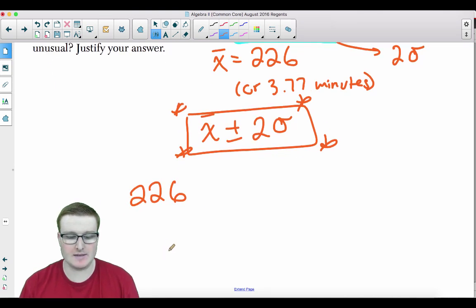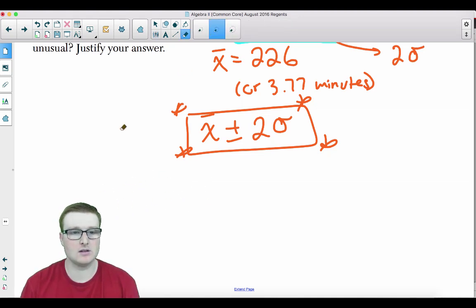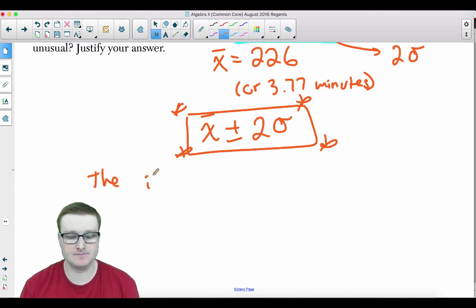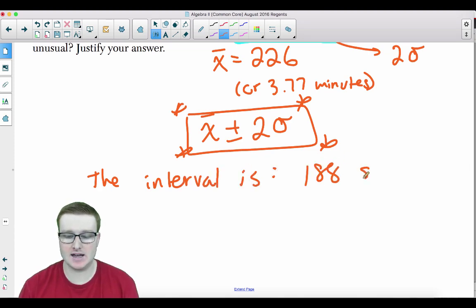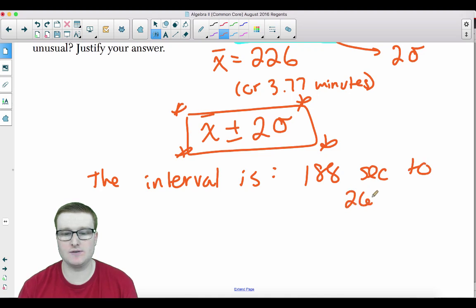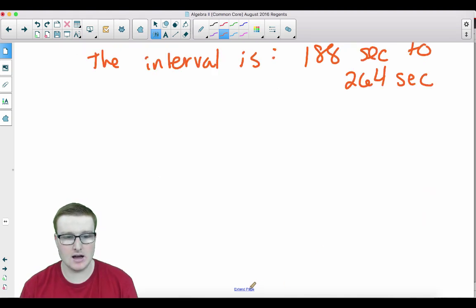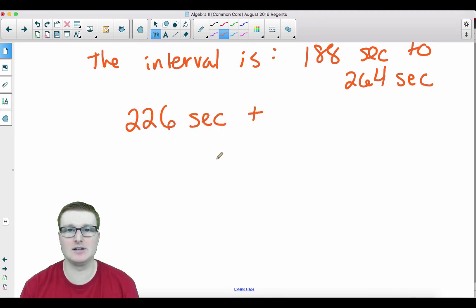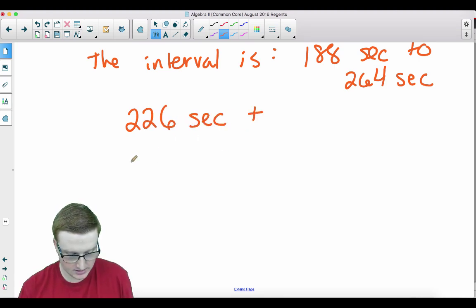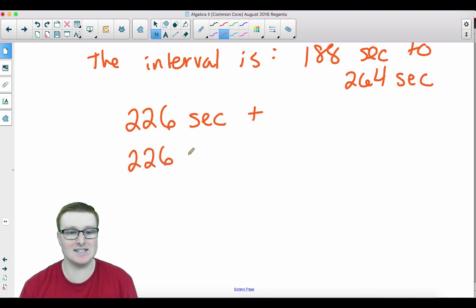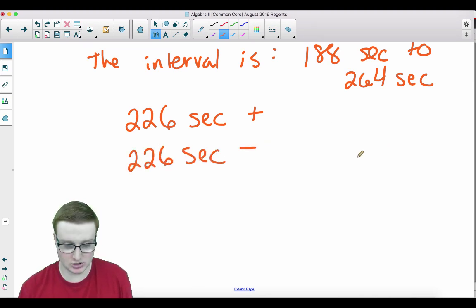So here's the thing. The interval. Let me back it up here. The interval is 188 seconds to 264 seconds. That is your interval in this case. So how do we figure that out? What we're going to do is take 226 seconds and add on a standard deviation, and we are going to have 226 seconds and subtract some sort of standard deviation.